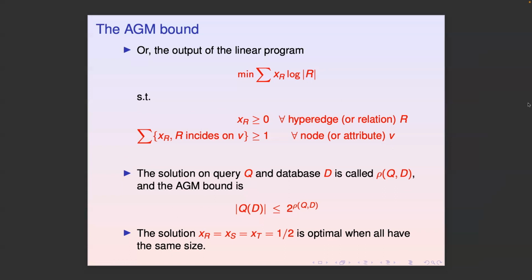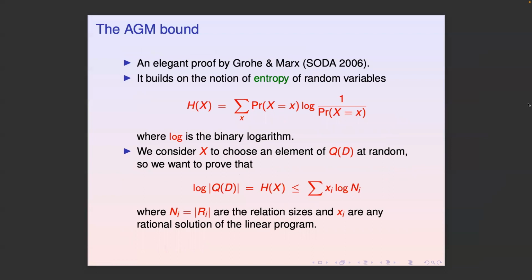There are several proofs of this bound. Some are very clean and some are horrible, but they are good for other purposes. Maybe we'll talk about that later. So a clean one was given by Grohe and Marx, and it builds on the notion of entropy of random variables, where we will use binary logarithm.